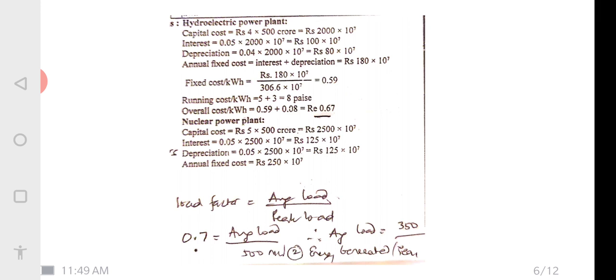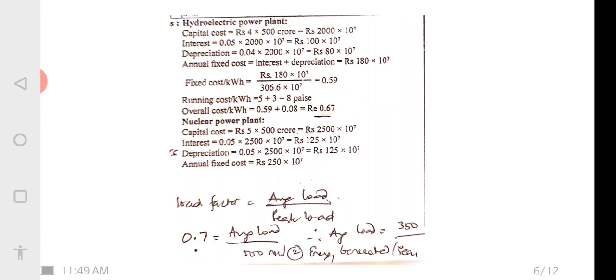But now we are given the operating cost as 5 paisa per unit and transmission and distribution cost as 3 paisa per unit. So the running cost, I will call it variable cost or running cost, is given per kilowatt. So 5 plus 3, that is 8 paisa per unit.